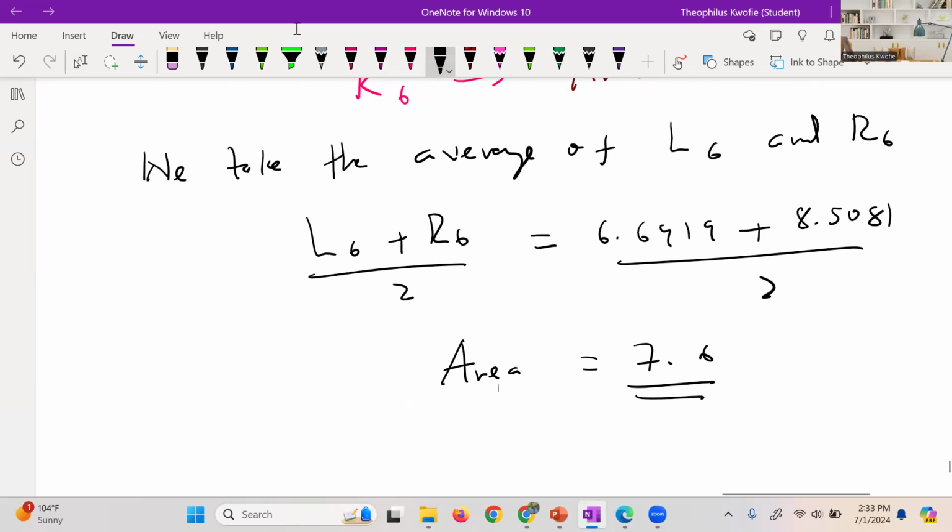But I want to stress that this is just an approximate value of the area under the graph of the function.